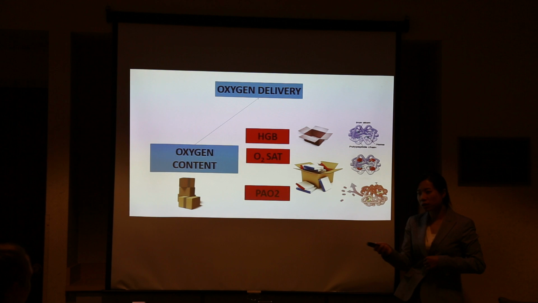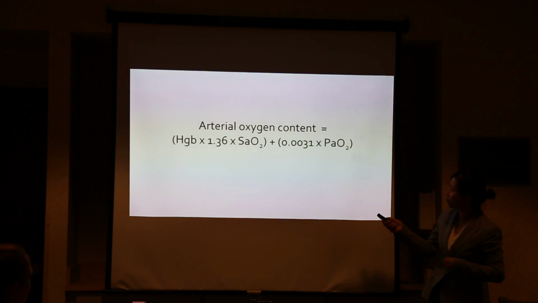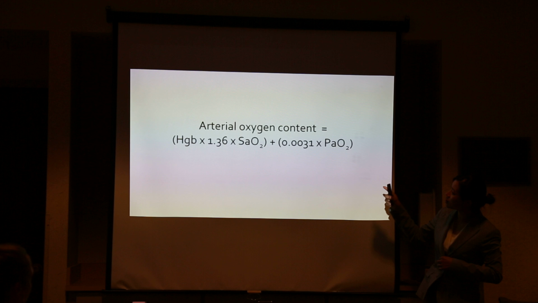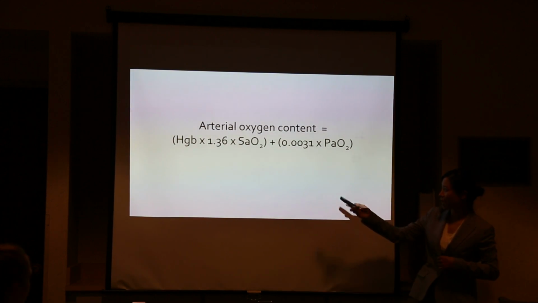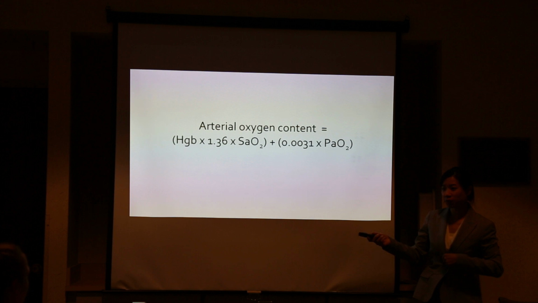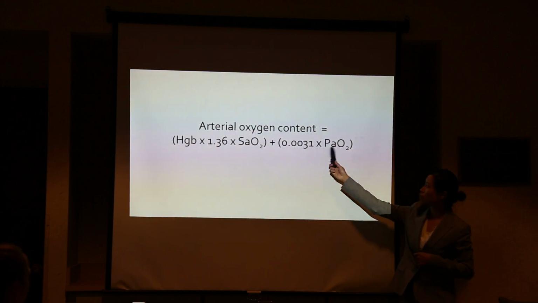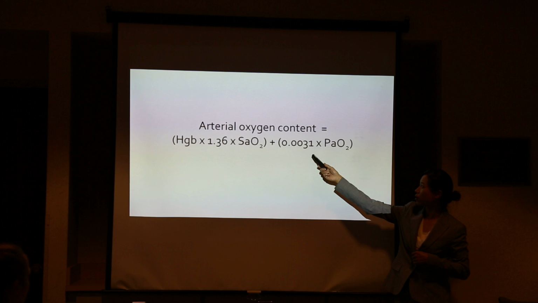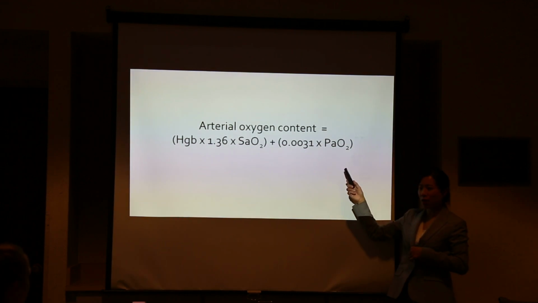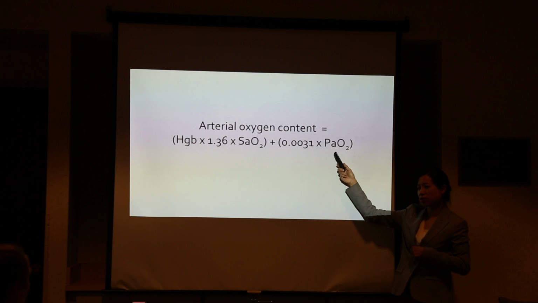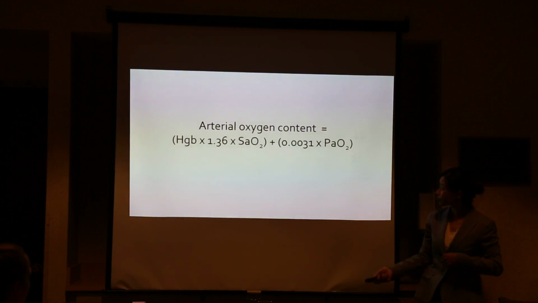PaO2 is important in the sense because, here, okay. This is the arterial oxygen content equation. So you can see hemoglobin and sat are multiplied by 1.36. So they're pretty important. PaO2, whatever that number is, you're going to multiply it by 0.003. So the equation itself shows you how unimportant PaO2 is to the actual oxygen content.